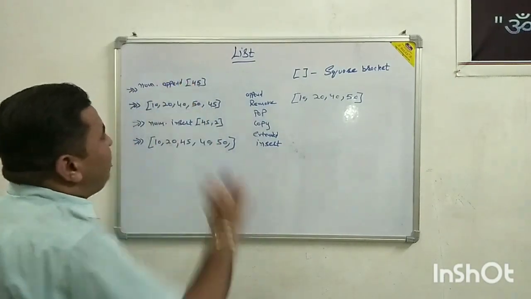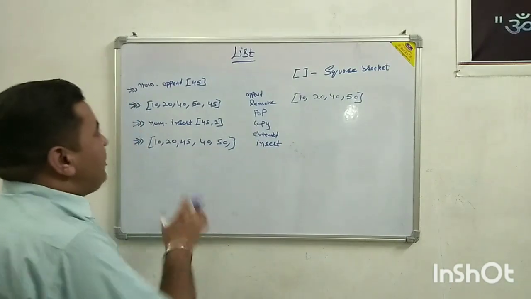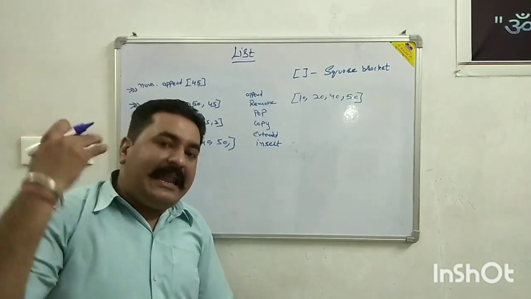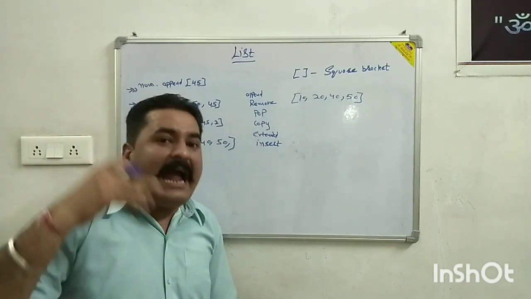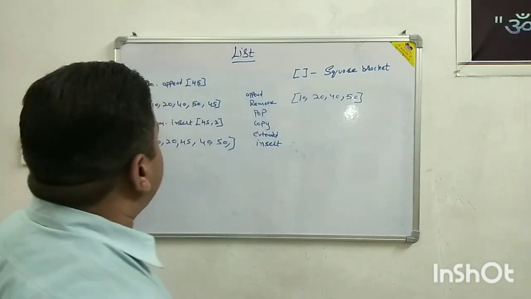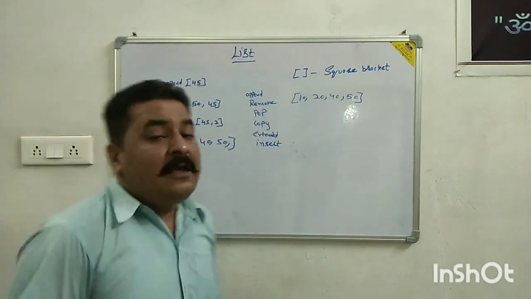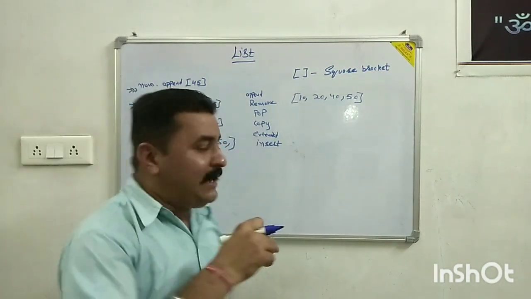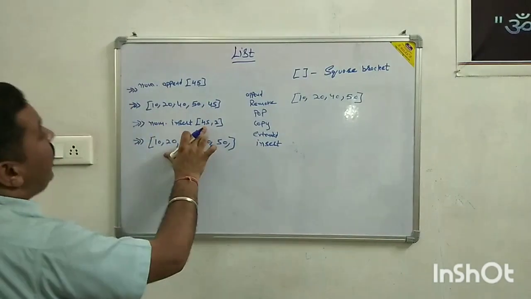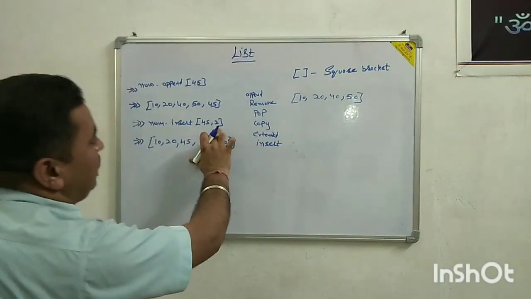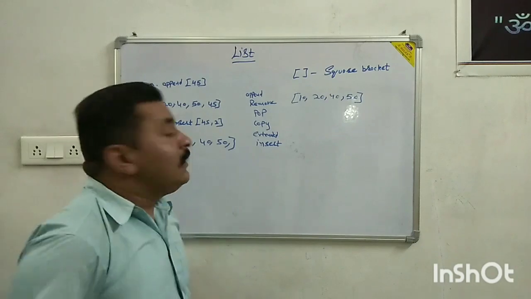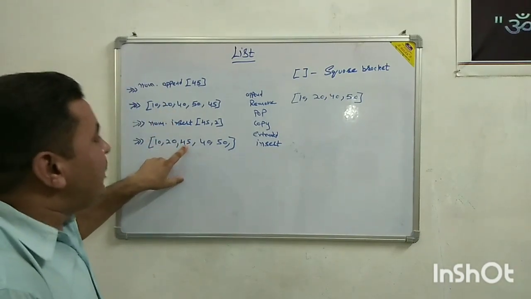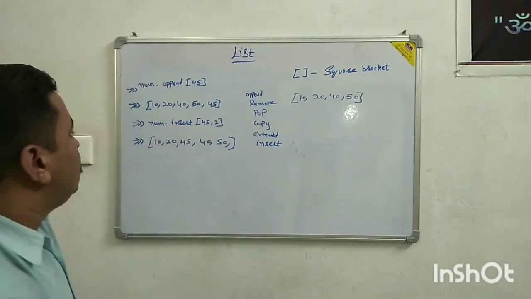What is the difference between append and insert? When we use append, we are adding an element at the last, and when we use insert, we are inserting some element in between the elements. I have given the element and I have also represented here the index value. So we can insert 45 here at the second index value: 0, 1, 2.